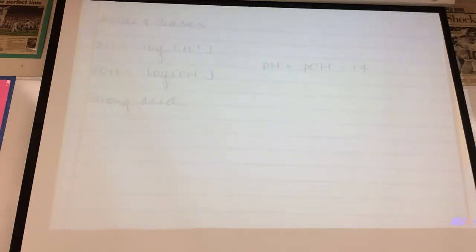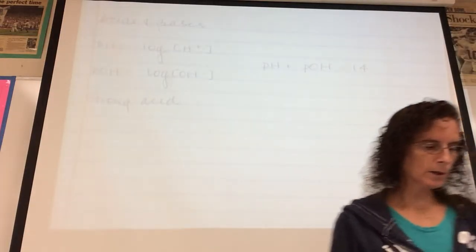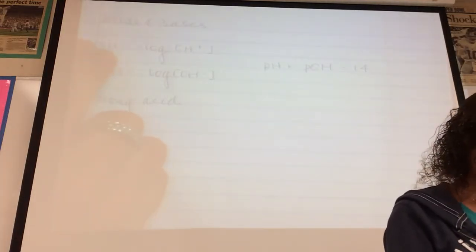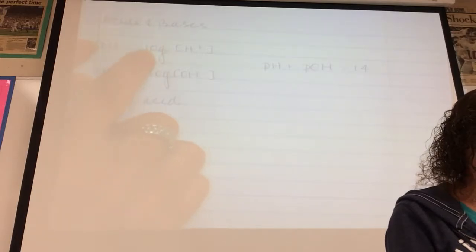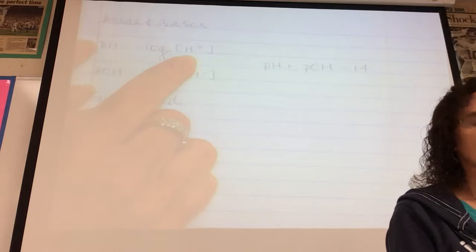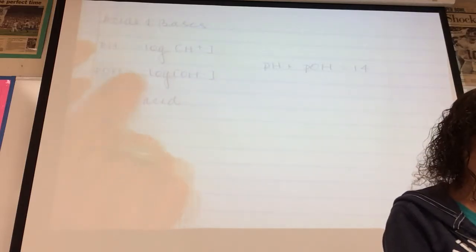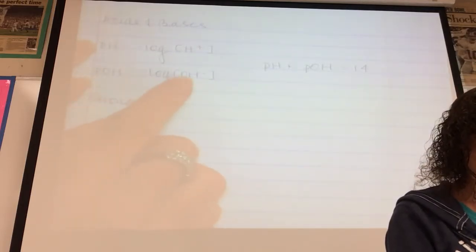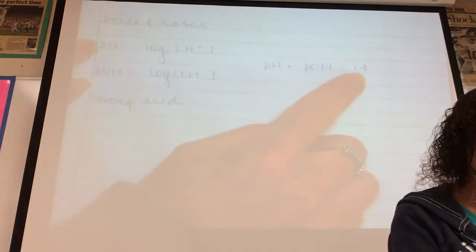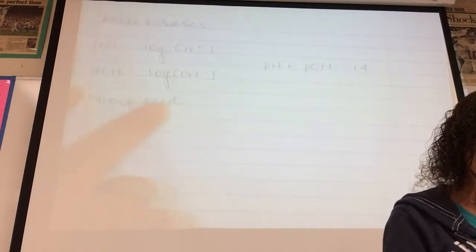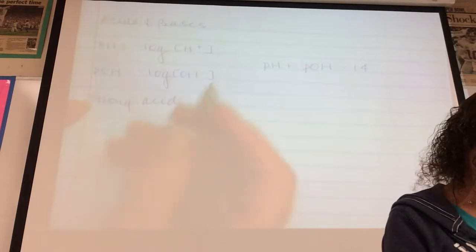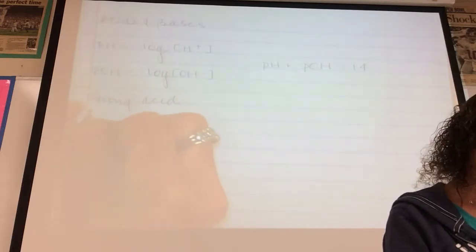We've been talking about acids and bases, and last time we introduced the concept of pH, and we said that pH can be calculated by negative log of proton concentration. We said that pOH can be calculated by negative log of hydroxide concentration, and the sum of these two is 14.